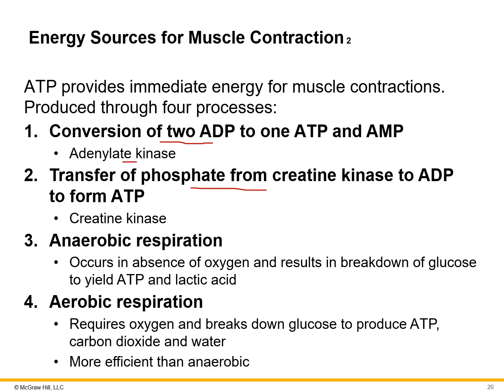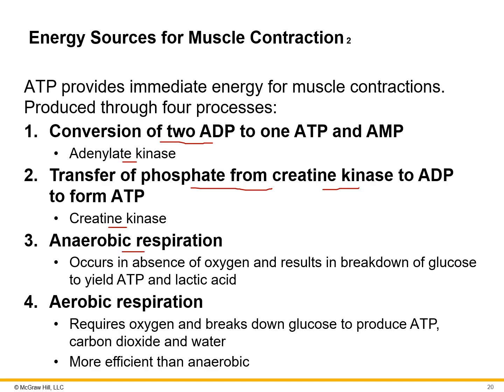And we can also transfer phosphate from creatine. That's added to ADP to form ATP using an enzyme called creatine kinase. This is the idea of using creatine. A lot of muscle builders take in creatine, and this is why. They have that creatine there to transfer the phosphate to ADP.